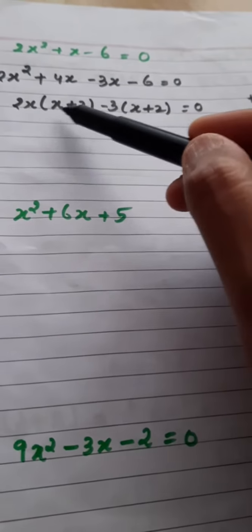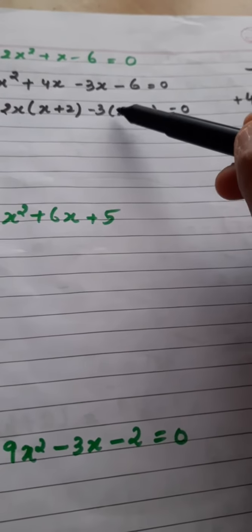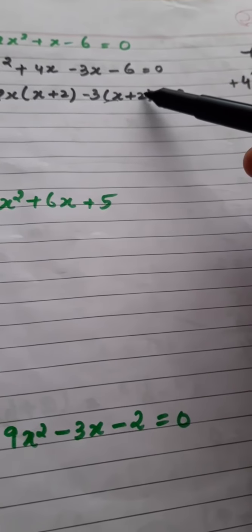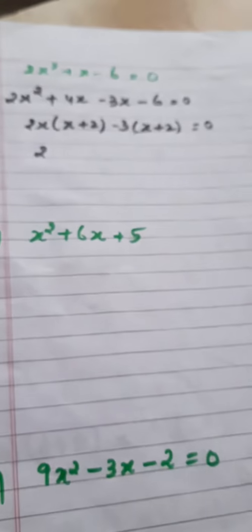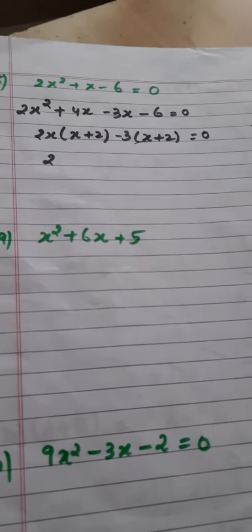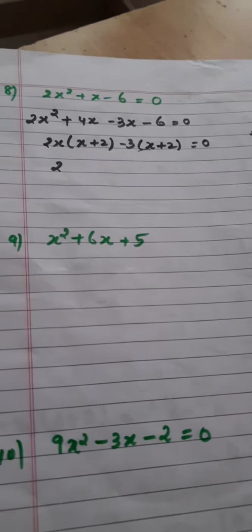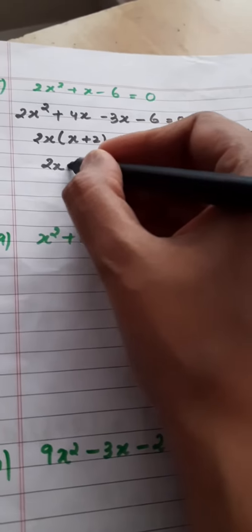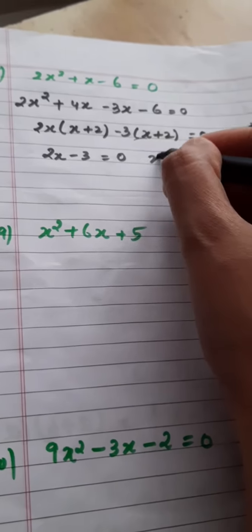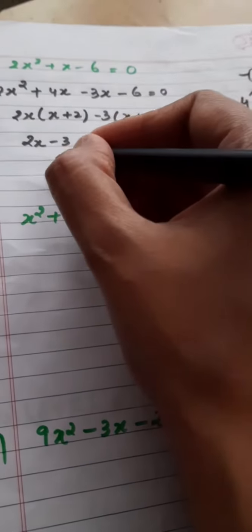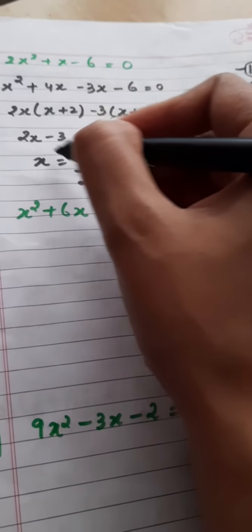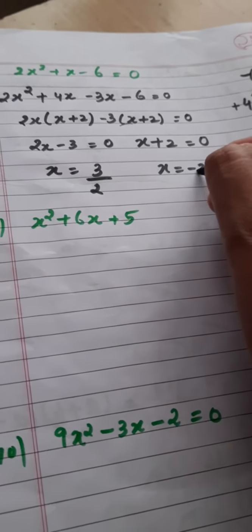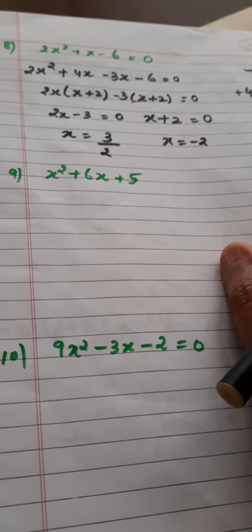So 2x square, 2 2s are 4, 4x minus 3x, minus into plus minus 6. So 2x minus 3 equal to 0, x plus 2 equal to 0. So x equal to 3 by 2, this 3 goes this side and it comes here, x equal to minus 2. Next question number 9, x square plus 6x plus 5.